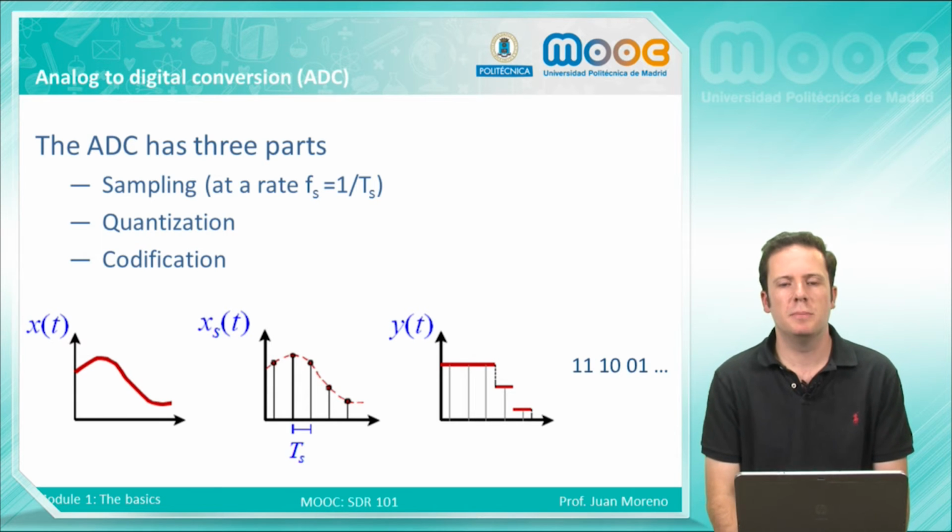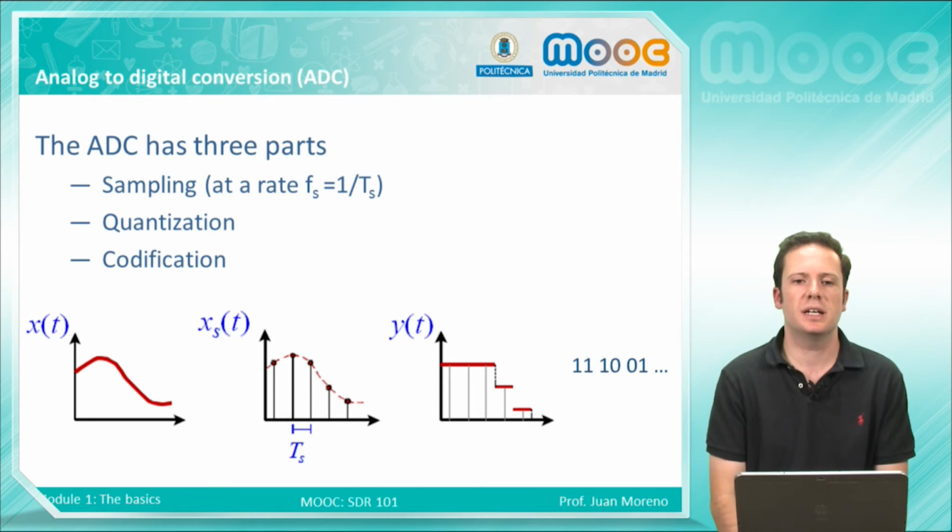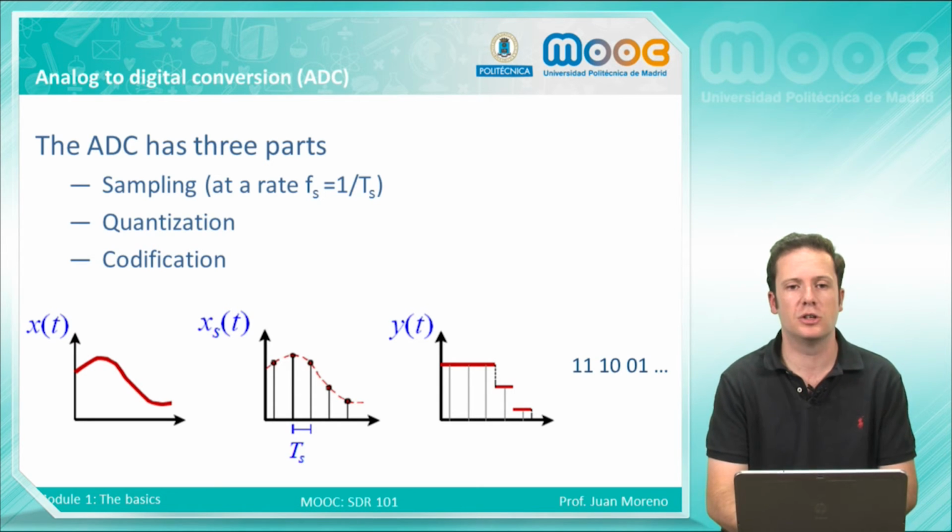Another very important algorithm that should be understood is the analog to digital conversion. You start from an analog signal here, and you want to have a set of ones and zeros. That's it, a digital signal.